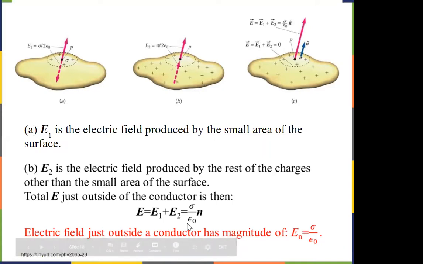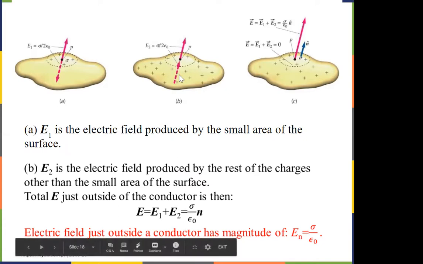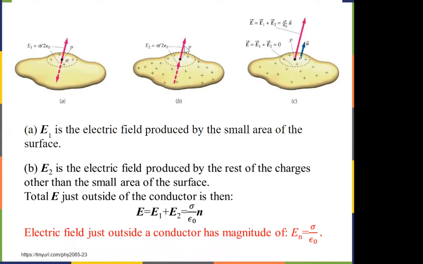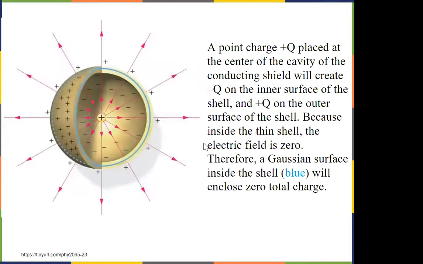So this is twice that of a sheet of charge distribution. Remember previously we said that for a sheet of charge distribution, the electric field on both sides of the sheet is sigma divided by 2 epsilon naught, okay? In this case, because one side has 0 electric field, it's totally on just one side, outside of the conductor. So that's twice the initial one, okay?